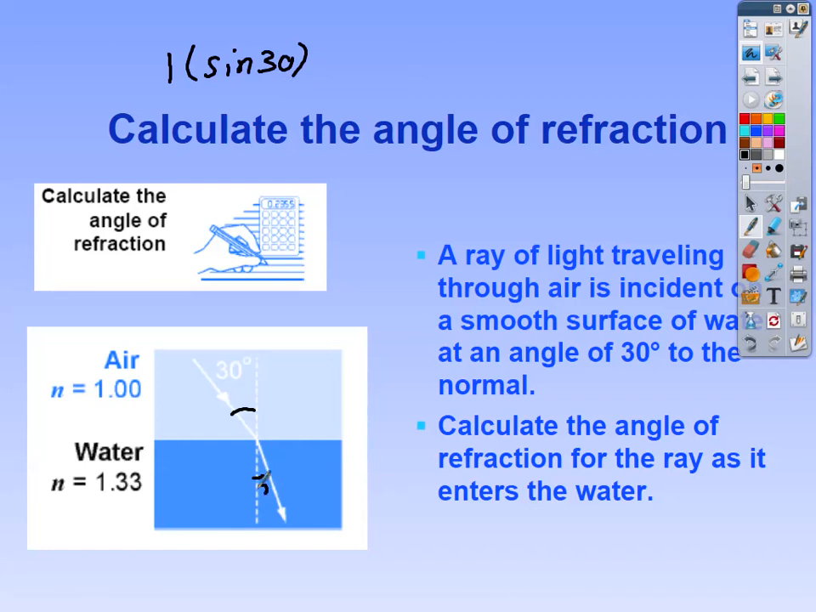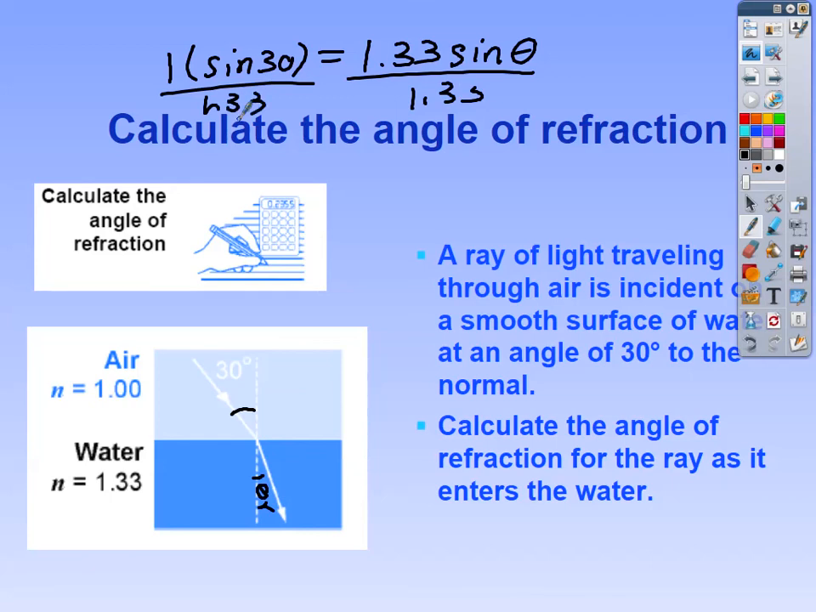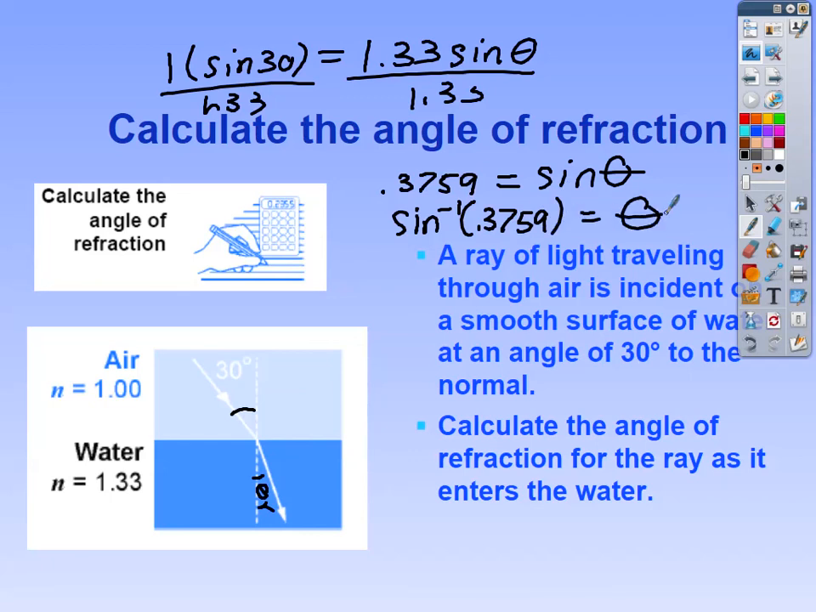We're trying to find this angle under here, the angle of refraction. This will equal the index of refraction of water times sine of theta. What you do here is you divide by 1.33. So sine 30, which is 0.5, divided by 1.33, technically times 1, but we don't need to do that. I get 0.3759, and a lot of other numbers, equals sine theta. What do I have to do? I do inverse sine of this number, and that'll give me my angle. Inverse sine, and it comes out to 22 degrees.